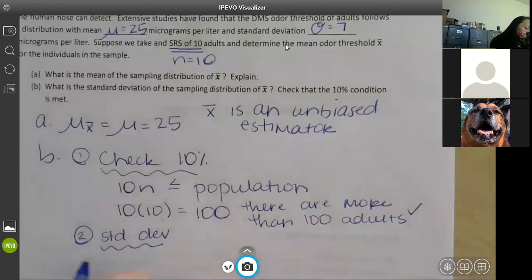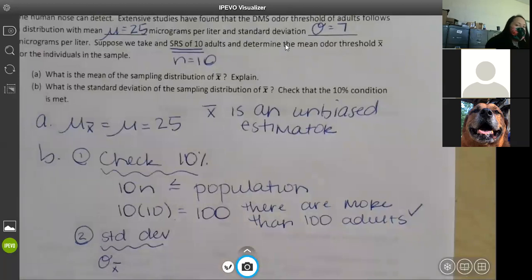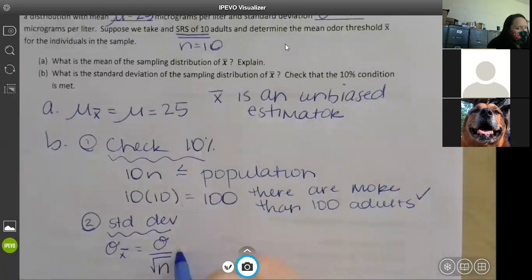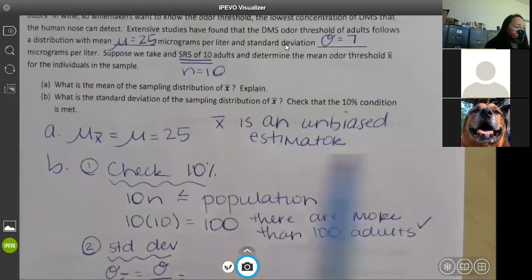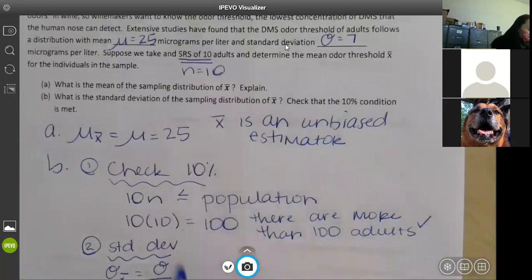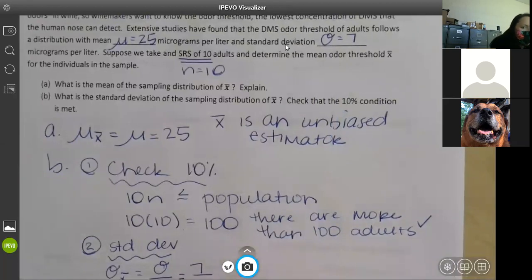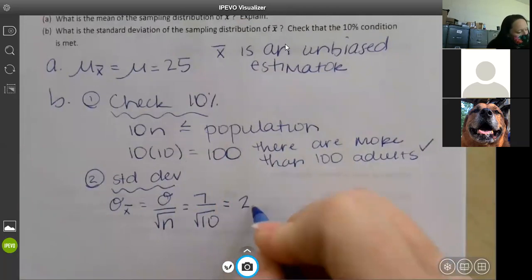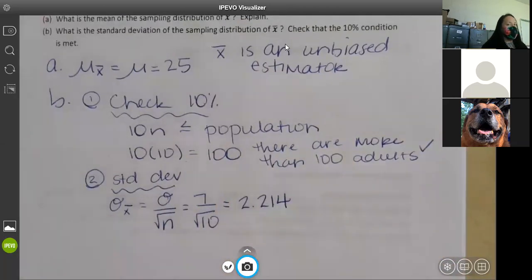Remember our formula for the standard deviation of the sample mean is the population standard deviation over the square root of n. It told you in there that the population standard deviation was 7 and our n was 10, so 7 over the square root of 10, which is 2.214.